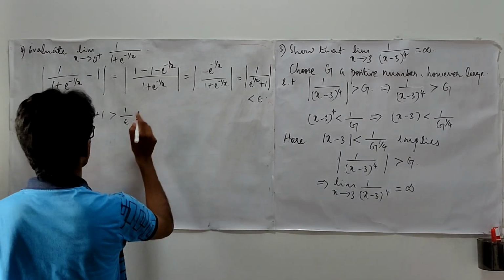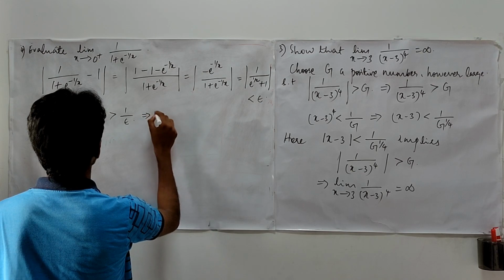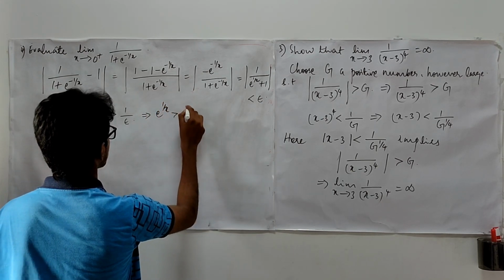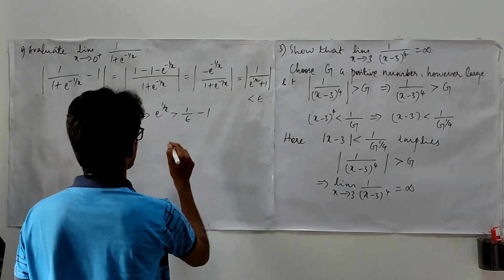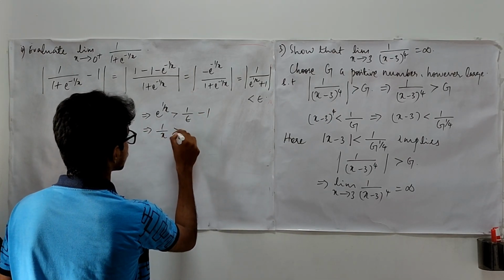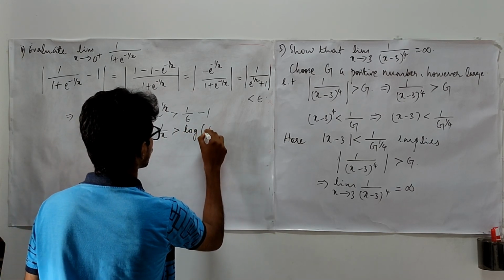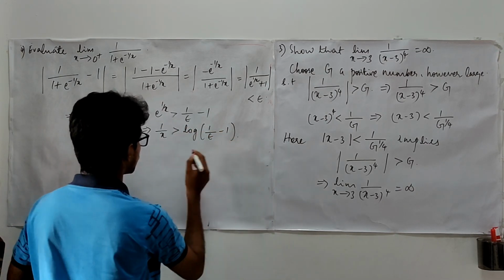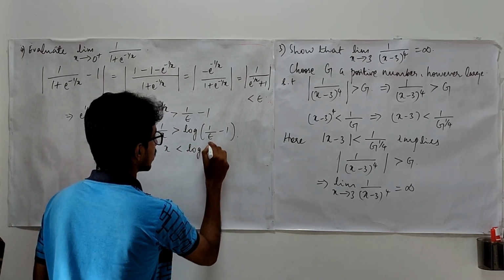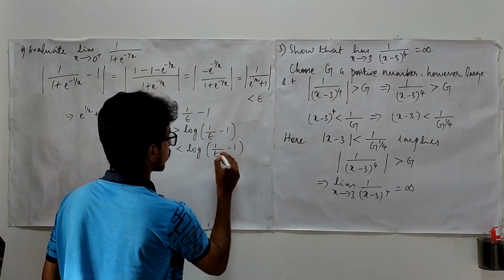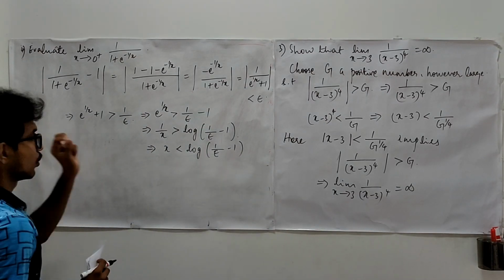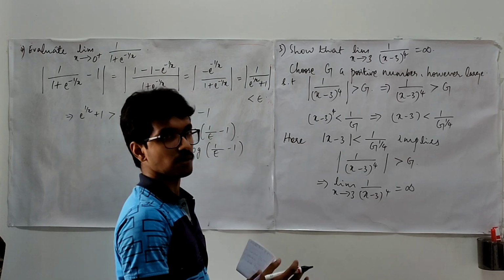Fine. This also gives us that e to the power 1 upon x is bigger than 1 upon epsilon minus 1, and this tells you 1 upon x is bigger than log of 1 upon epsilon minus 1, and this gives you x is smaller than log of 1 upon epsilon minus 1, right? Now with this we are going to do our calculations.